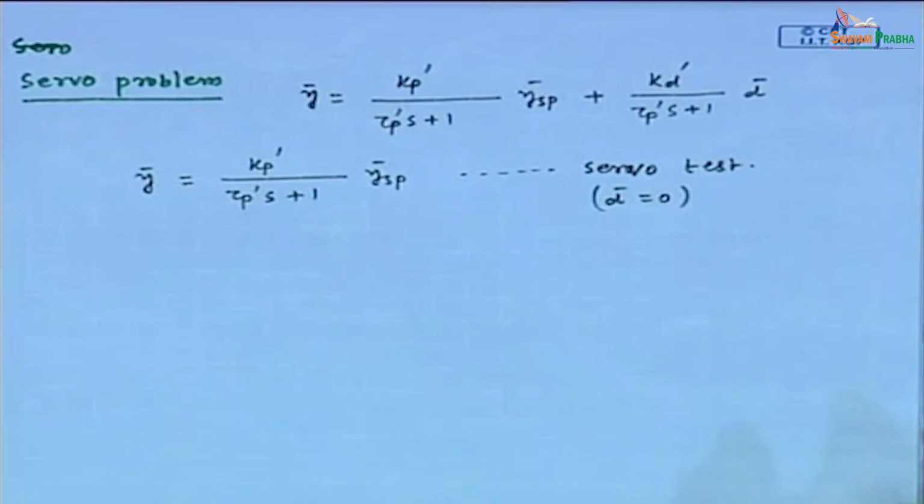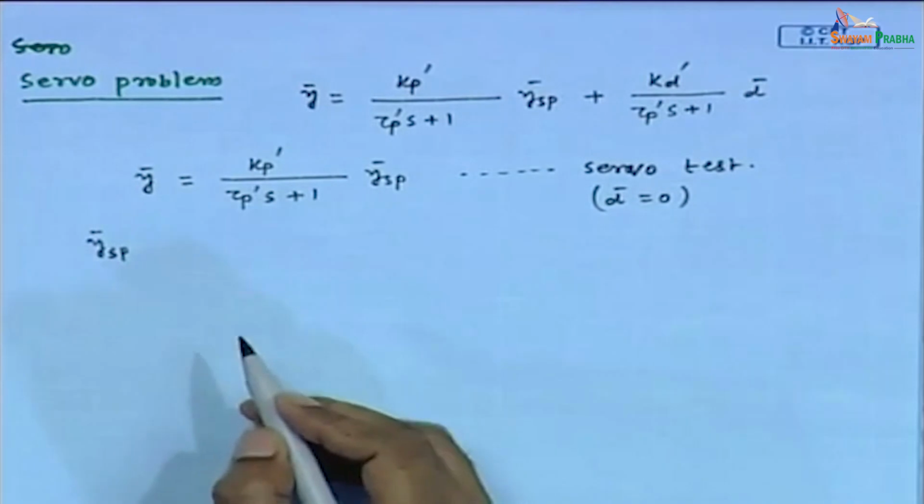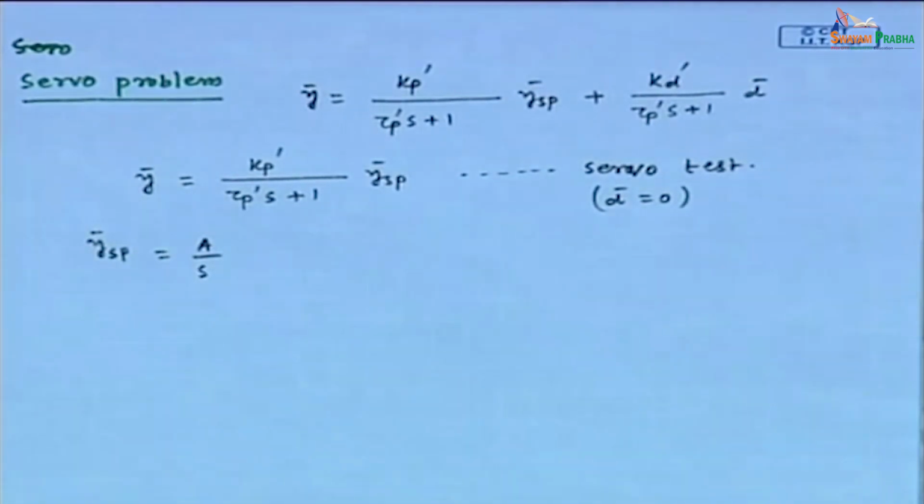Fine. Now, we will introduce a step change in the set point value, and we will observe the transient behavior of the first order process under P only control. We will consider a step change in the set point value with a magnitude of A, and we will observe the transient behavior of the closed loop process.